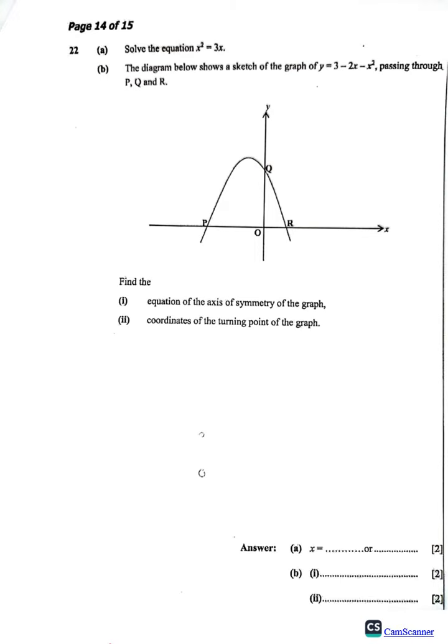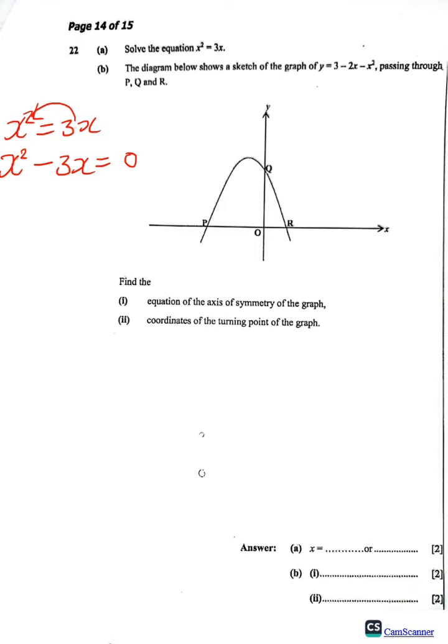Now let's move on to question 22. The first one, solve the equation. So the equation is x squared is equal to 3x. So this is a quadratic equation because the highest power is 2. So the first step here is we need to move 3x to this side so that we get a 0 here. So we have x squared minus 3x is equal to 0.